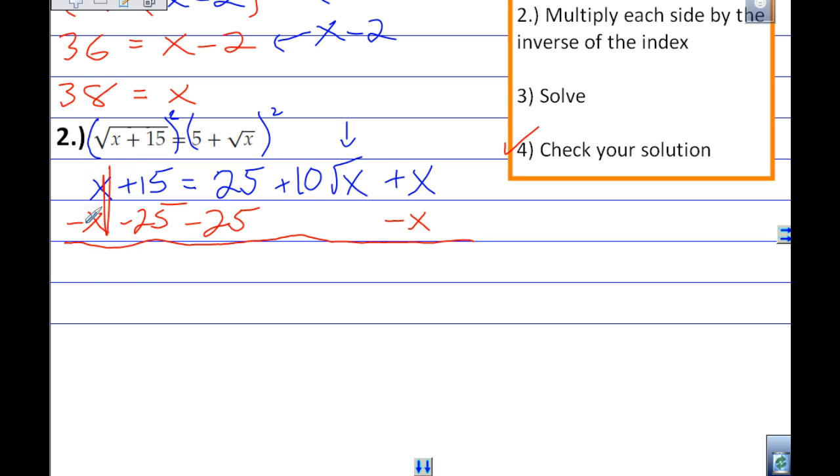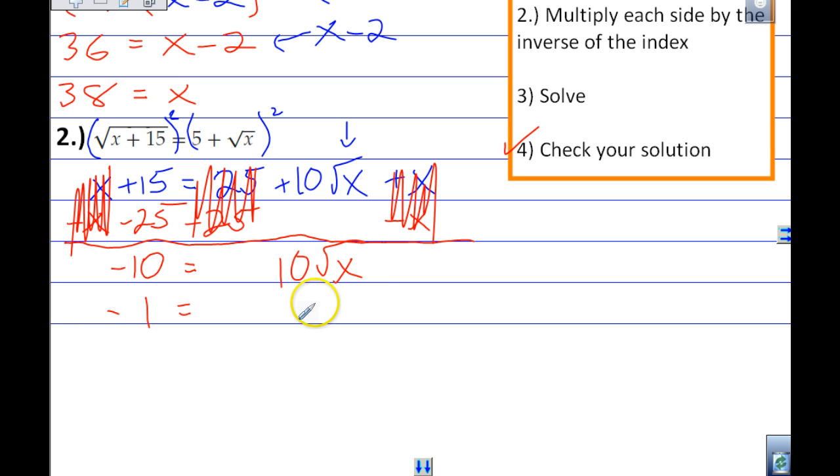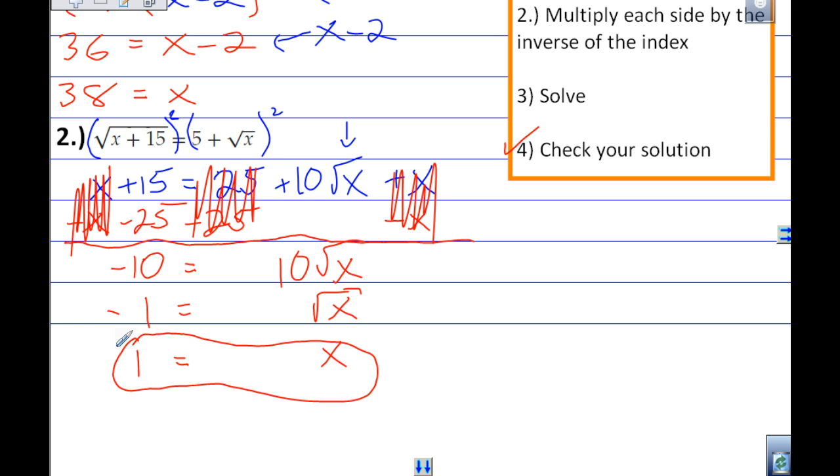x minus x, 0. Negative 10 root x. These are zeros, right? 25 minus 25, x minus x. You're just left with negative 10 root x. The rest is just solving. Divide both sides by 10, yeah. And lastly, square both sides one more time. 1 equals x. So that's our answer so far.